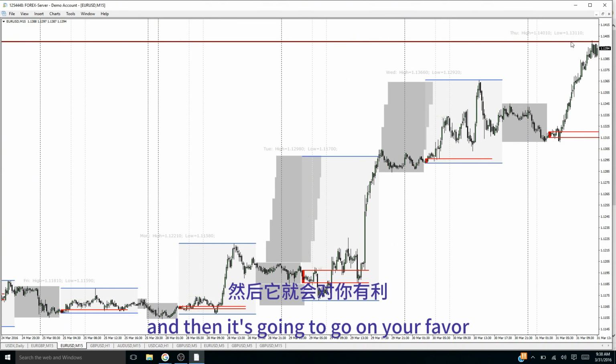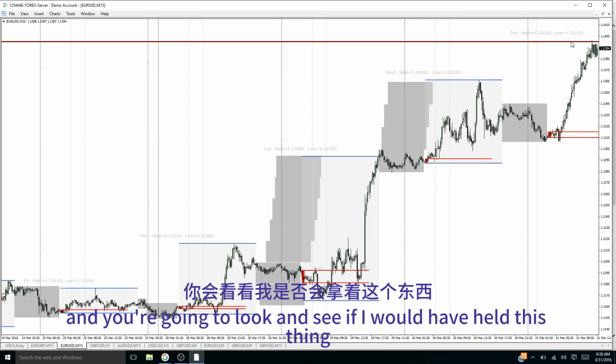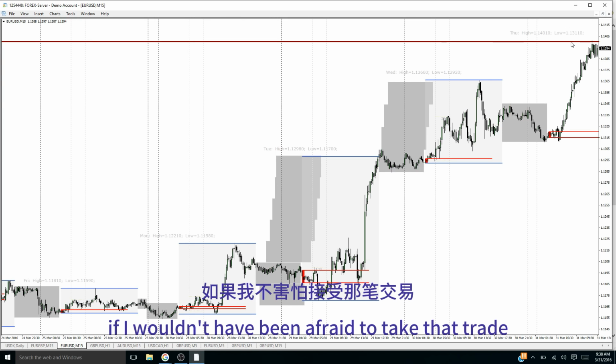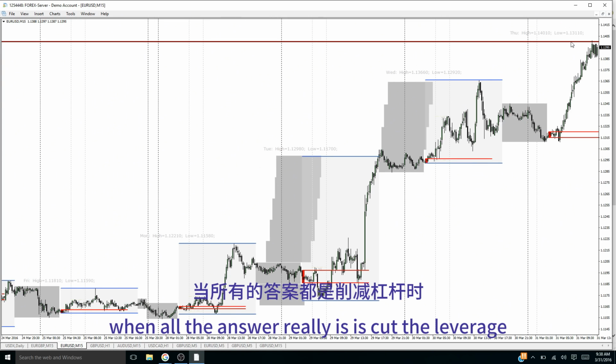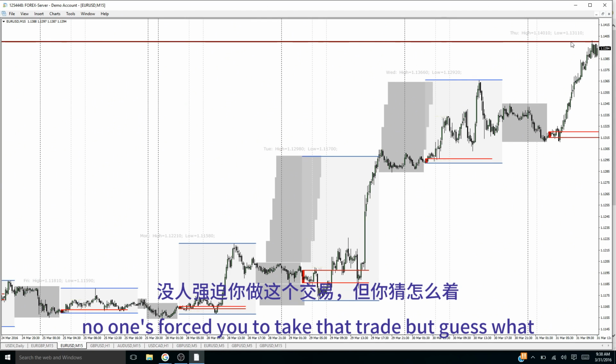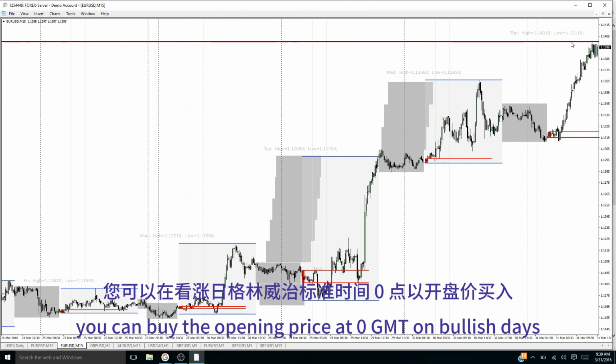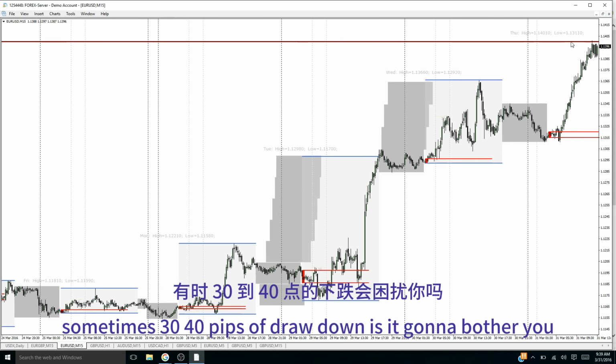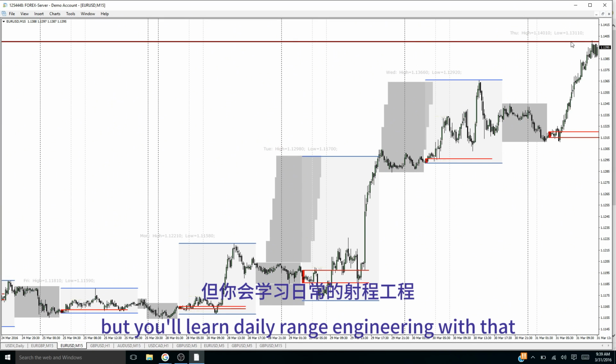And then it's going to go in your favor. And you're going to look and see, if I would have held this thing, if I wouldn't have got scared out, if I wouldn't have been afraid to take that trade. All the answer really is, cut the leverage. No one's forced you to take that trade. But guess what? You can buy the opening price at 0 GMT on bullish days, deleveraged, and still capitalize on the daily ranges and be wrong, sometimes 30, 40 pips of drawdown. Is it going to bother you? No. But you'll learn daily range engineering with that.